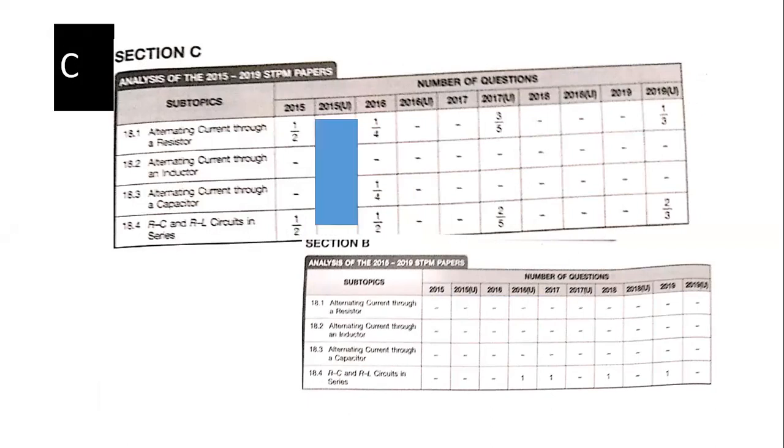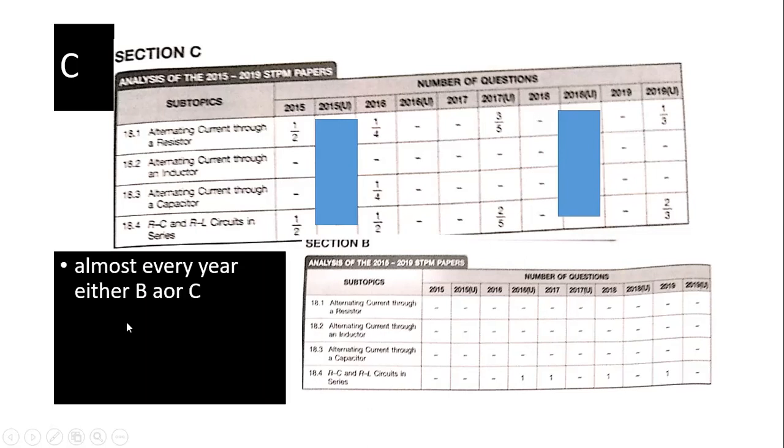You can see, compare the A, B, and C. Only certain years it didn't come out. Only the repeat paper. Repeat paper they don't come out sometimes. Almost every year, either B or C.